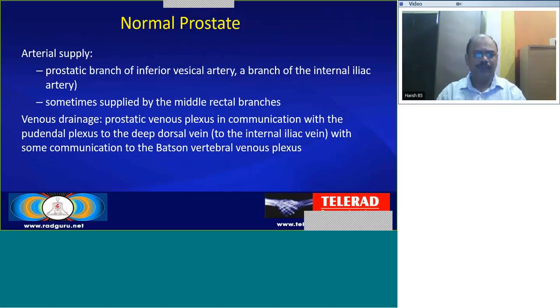The arterial supply of the prostate is from the inferior vesical artery, which is a branch of internal iliac artery. Sometimes even branches of the middle rectal arteries provide branches to the prostate. Venous drainage is through the prostatic venous plexus, which communicates with the pudendal plexus to the deep dorsal vein, with some communication to the Batson vertebral venous plexus, which explains the frequent metastasis of the prostatic cancer to the vertebra.